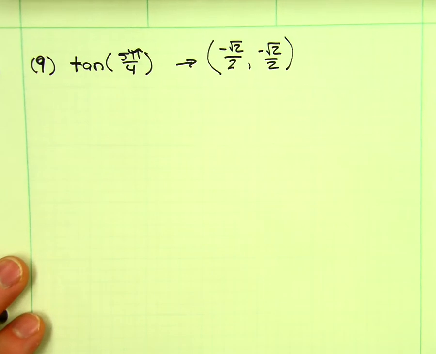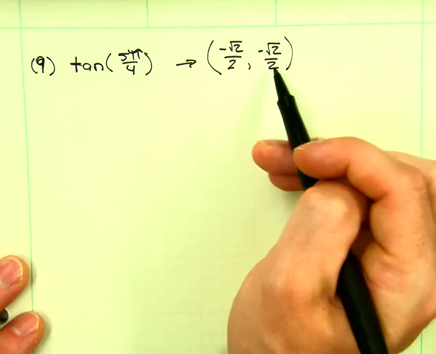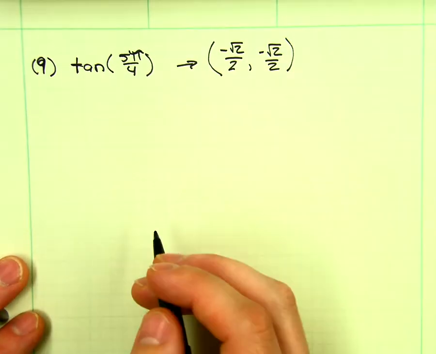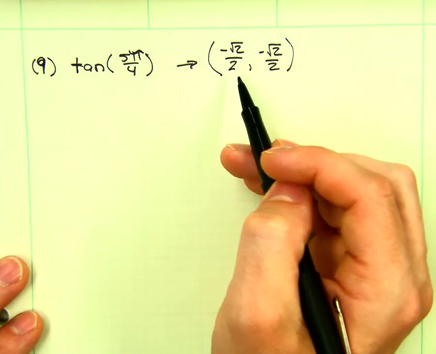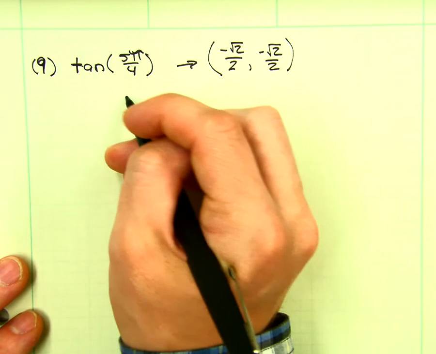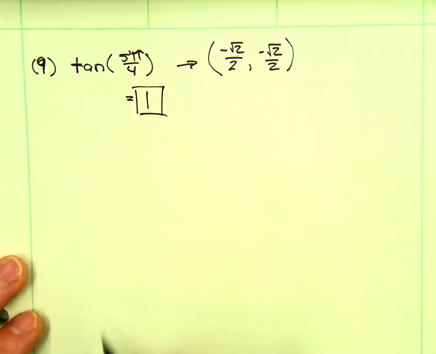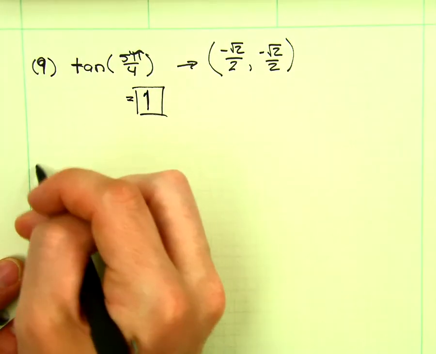So once I know that, I just know that it's going to be y over x. Now my y and my x are exactly the same. So negative root 2 over 2 divided by negative root 2 over 2 is just going to be equal to 1. Easy peasy. Last problem, 10.